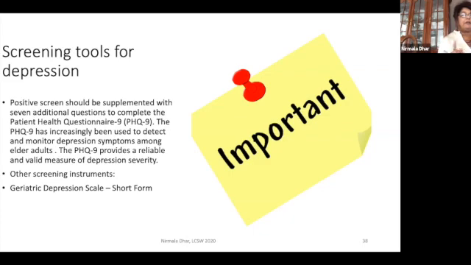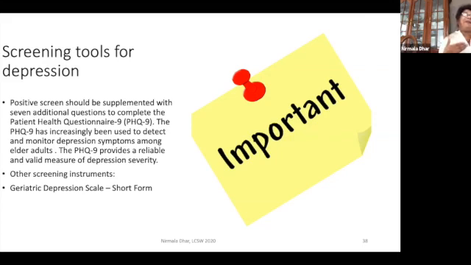In fact, I saw a comment in the chat box. Someone said that they are a PEARLS provider. That means they provide this evidence-based treatment for depression to older adults, which is an outreach model where they go and meet the persons in their home and provide this treatment. And that clinician said that they use PHQ-9.